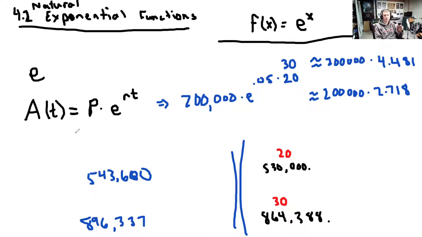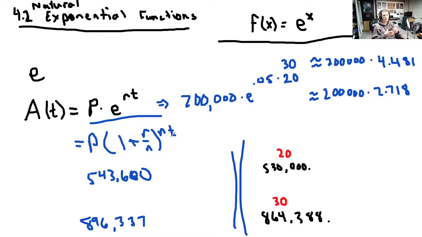This formula will tell you the continuous case. The previous formula, A of t equals P times (1 plus r over n) to the nt, will tell you how to compute the other version, the finite number of compoundings per year. Regardless, both of these can help you with interest problems in life, which is something that most of you, I would guess, will come across at some point.